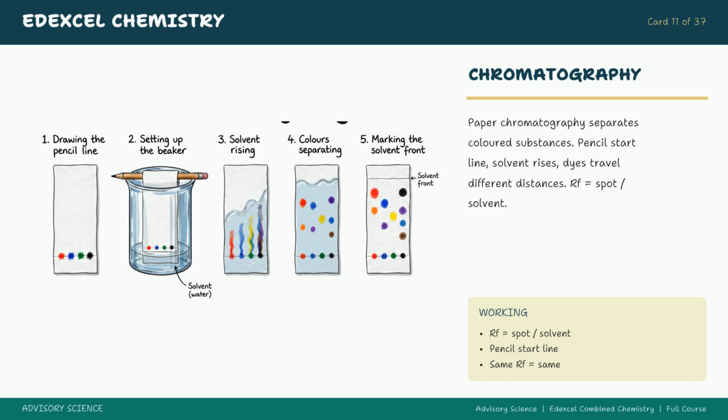The RF value is the distance moved by the spot divided by the distance moved by the solvent. And an example of the solvent would be water or perhaps ethanol.